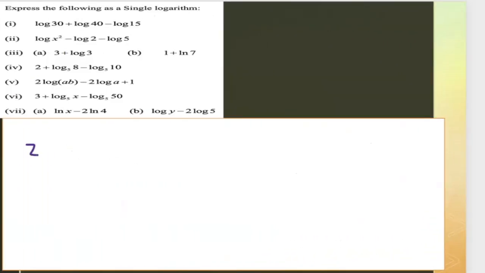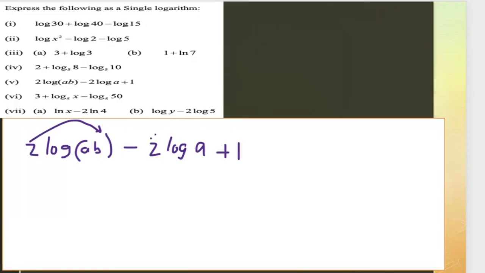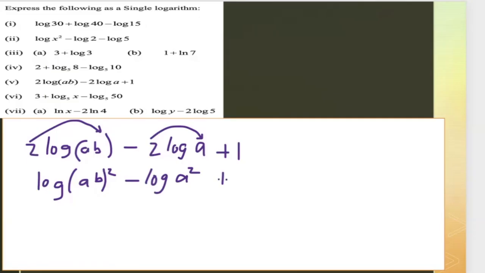And that's it. Now for the next one we have 2 log AB minus 2 log A plus 1. So I'm going to first carry out these, which are the powers. So I have this as log AB all squared minus log A squared. And we have a 1.